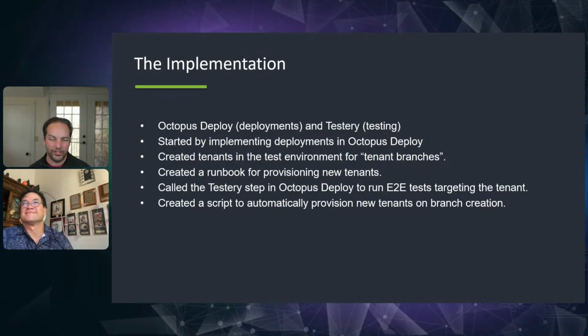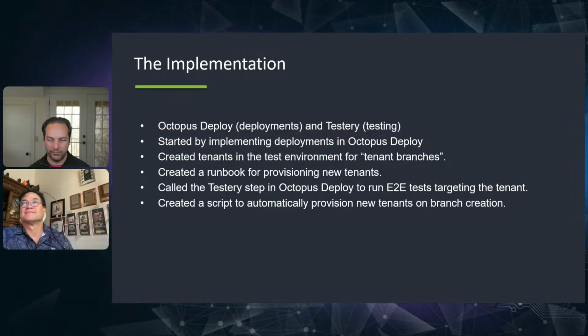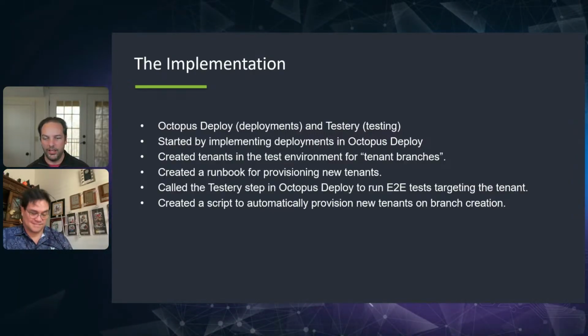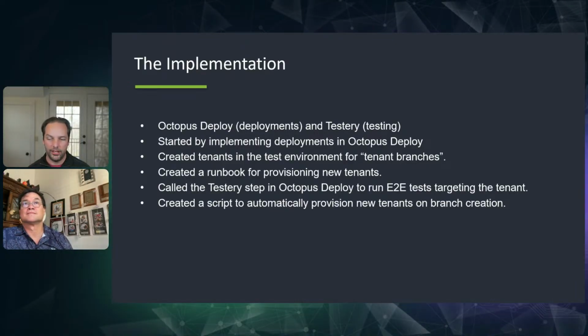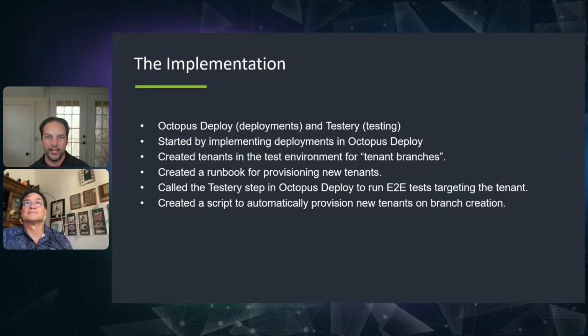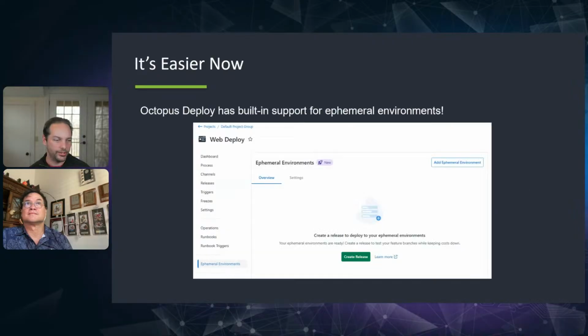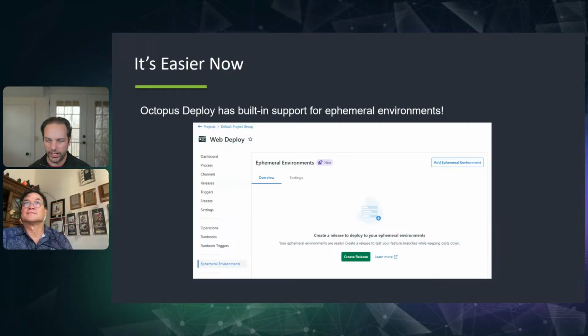And then over time, we created runbooks for provisioning the tenants as well as doing maintenance to them. And then we were able to call the Testry step in Octopus Deploy to kick off end-to-end tests targeting the tenant. And then over time, now that script is automatically called, and it happens to be a runbook. And so this is where Octopus Deploy's new feature comes in, which is really nice. We just heard that it's a first-class citizen in the platform.